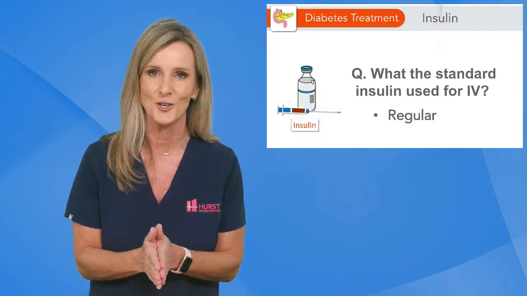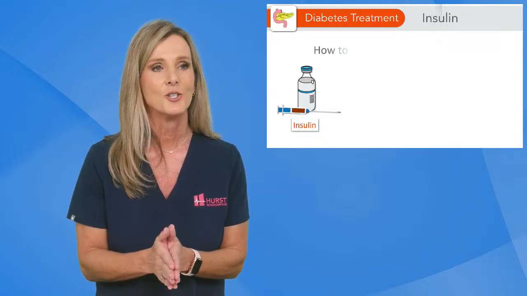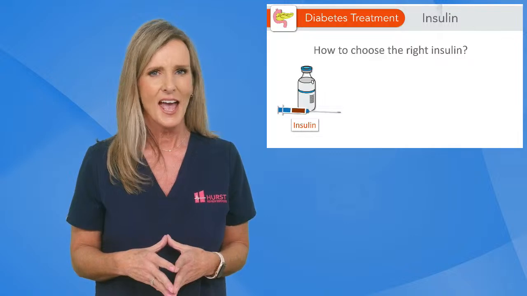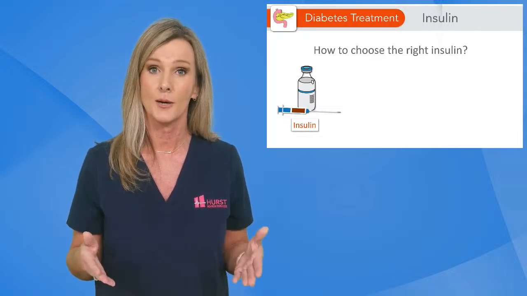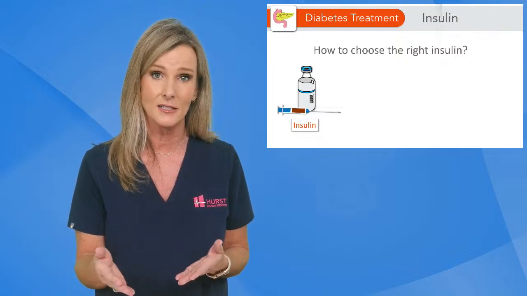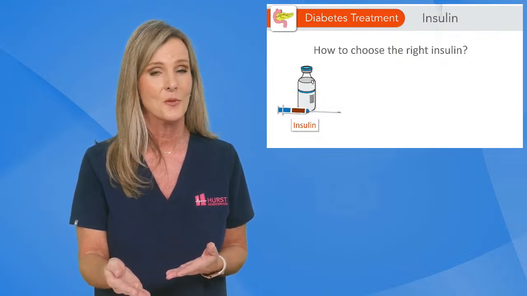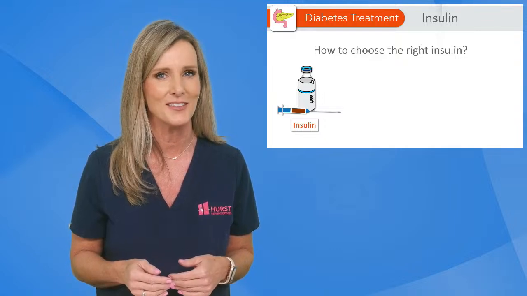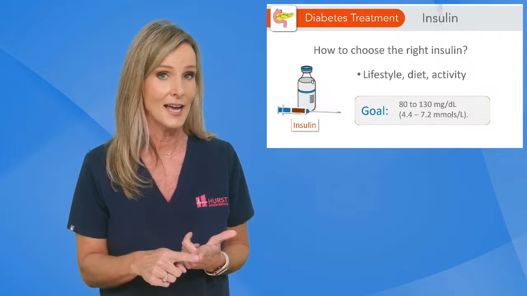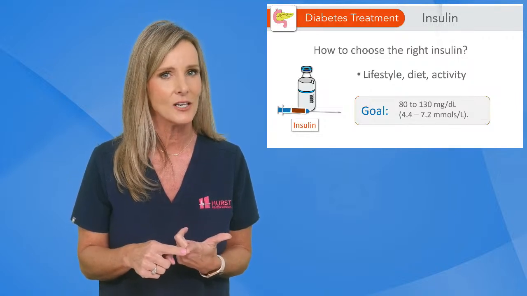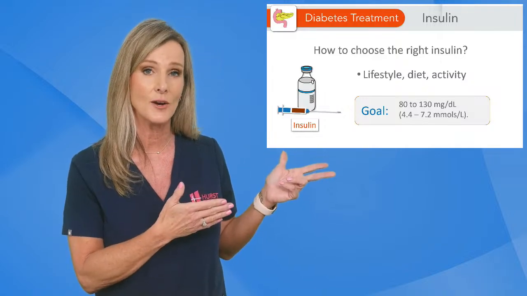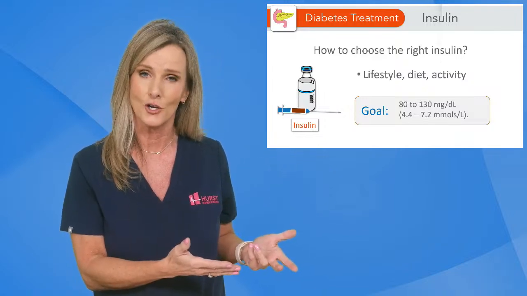Okay, I've got another question. Are you ready for this one? How do they choose the right insulin? Have you ever thought about that? Have you ever wondered how the healthcare provider determines what exact type of insulin this client should be prescribed? Well, they're going to look at a couple of different things. Here we go. They're going to look at their lifestyle, they're going to look at their diet, and they're also going to take into consideration their activity level. They have to take all of those into consideration when they're formulating this plan for their clients.